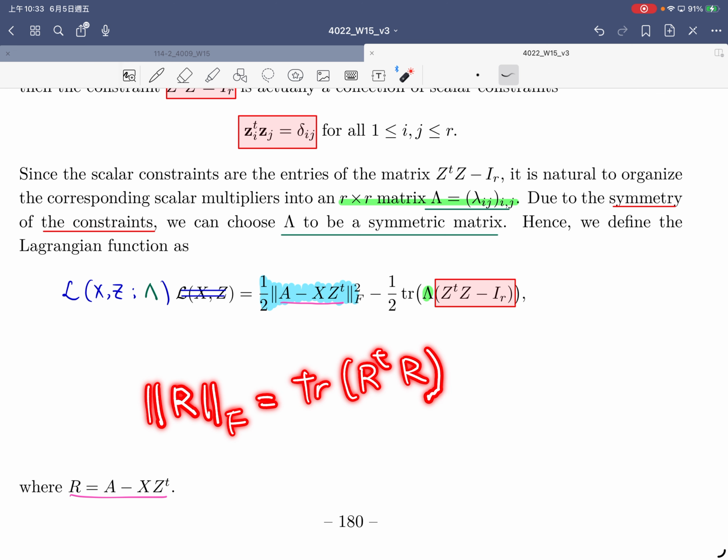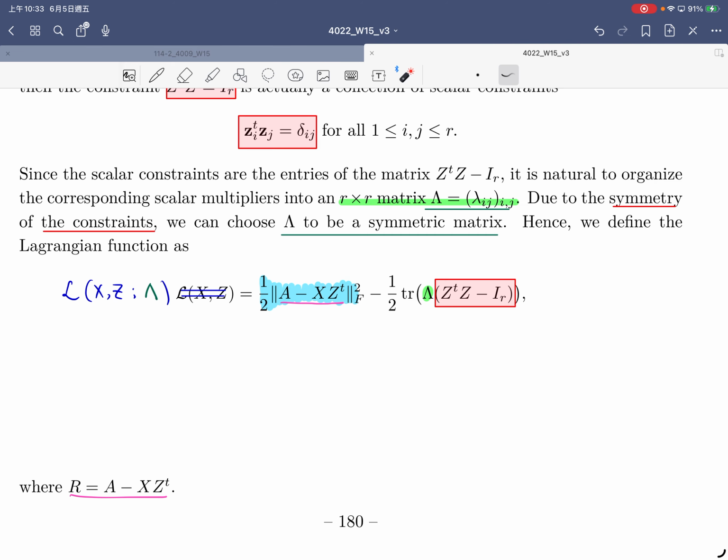But I'm going to do a little trick here. Last time I mentioned that as long as the multiplication is defined, you can swap the two terms inside the trace. It will give you the same trace. So as a result, this is really 1/2 trace of R transpose R, minus a half trace of the Lagrange multiplier times your constraint.